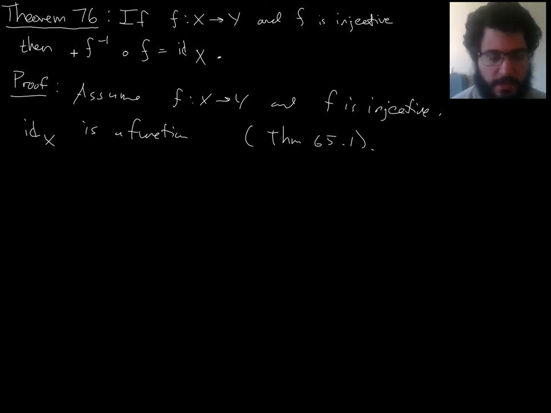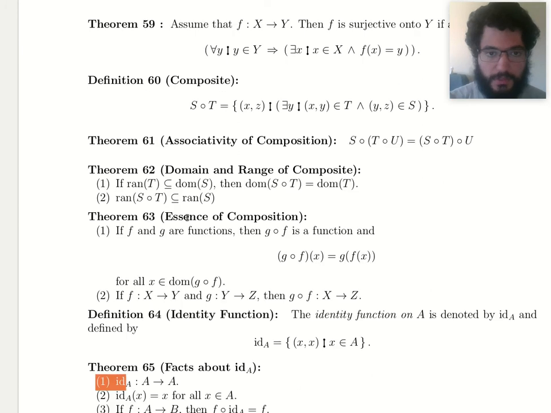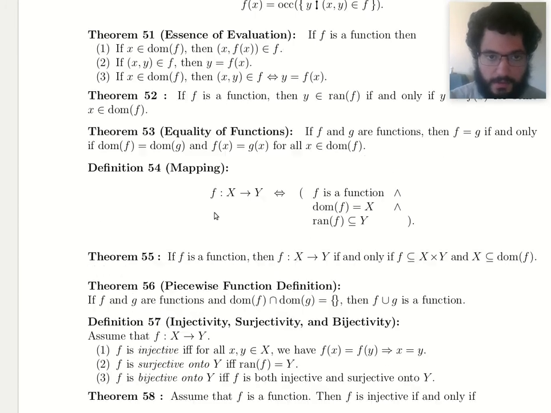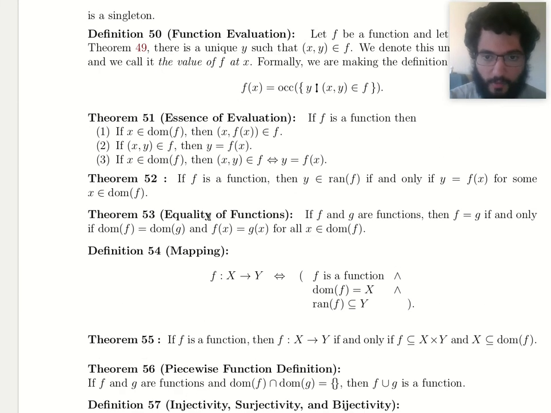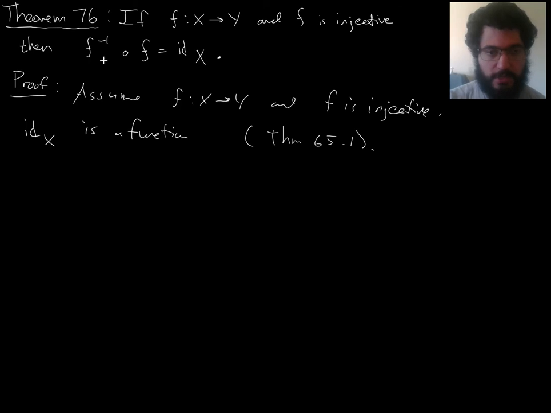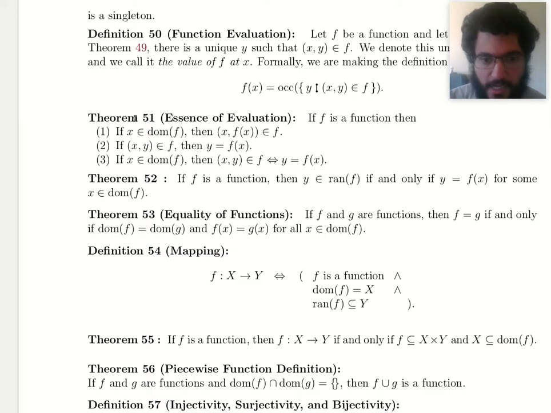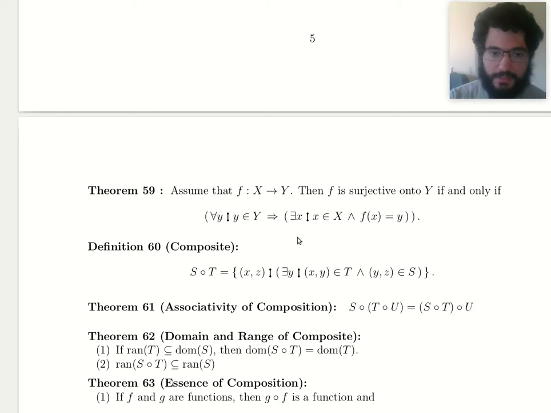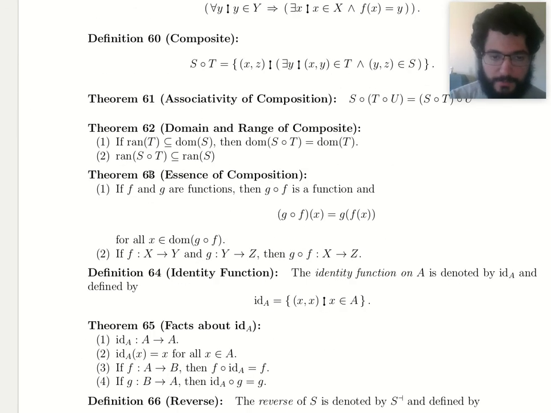Now, I want to argue that this composition here is a function. This is all in order to show that I can apply theorem 53 here, which requires that I be looking at two functions in order to show that they're equal. So I want to know that this composition is a function. Probably essence of composition will help, right? So let's go to essence of composition. And it says, okay, if I have two functions, then their composite is a function.